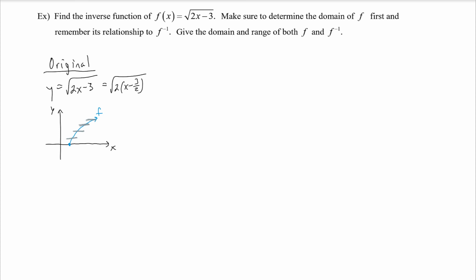Now, the example already told me the inverse was going to be a function because it says find the inverse function of that. But if you had to check it yourself, you could do it real quick. Well, what's the original domain? Well, the radicand is 2x minus 3. So 2x minus 3 can't be negative. So x has to be greater than or equal to 3 halves.